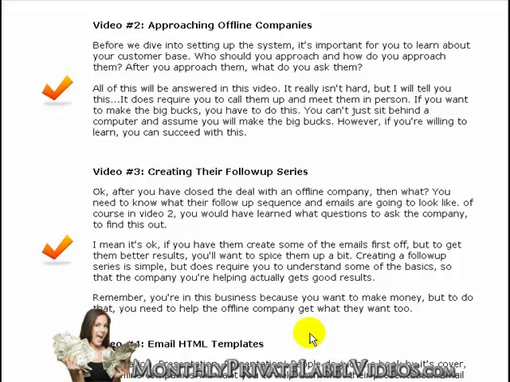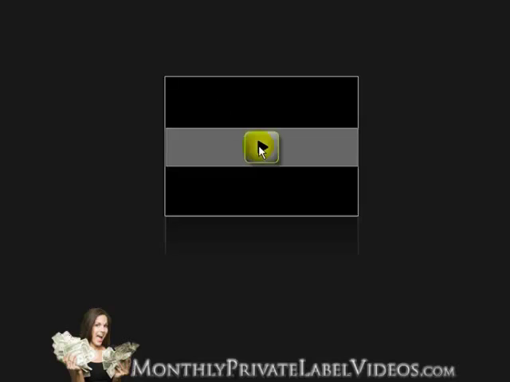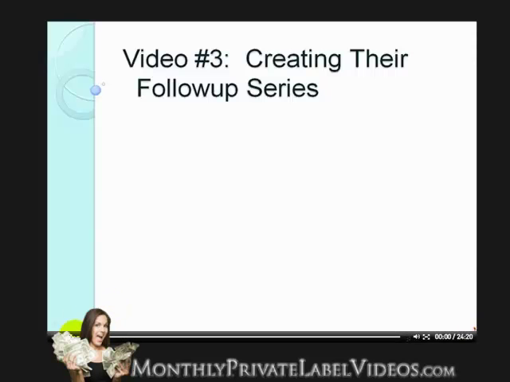Now, video 2 is a bulk of this video series, meaning that I do dive in a lot more in detail, so it is a little longer, but it does cover a bulk of this video product. And if you can succeed in approaching offline companies and closing the deal, the rest of the stuff is very easy, like creating a follow-up series, email, HTML templates, and everything else. And this is what the video looks like.